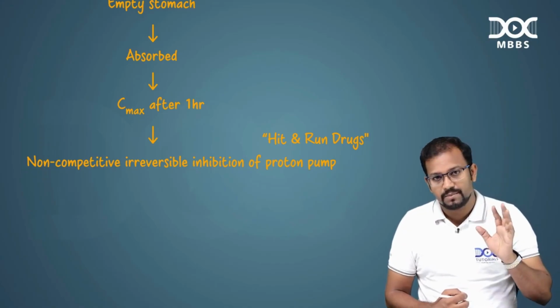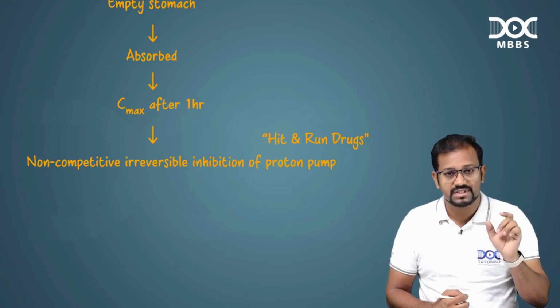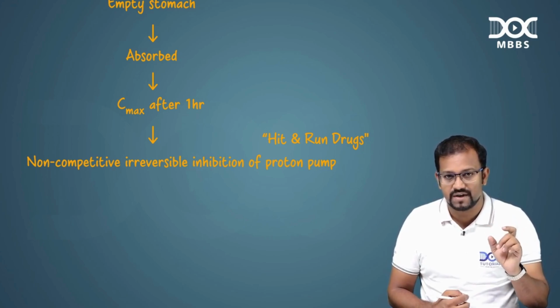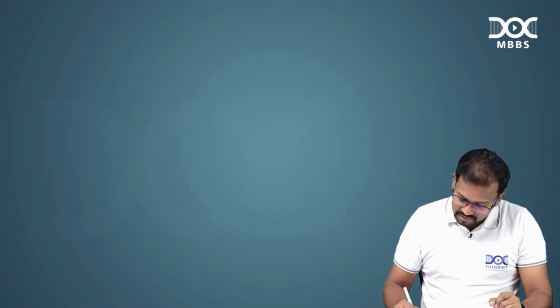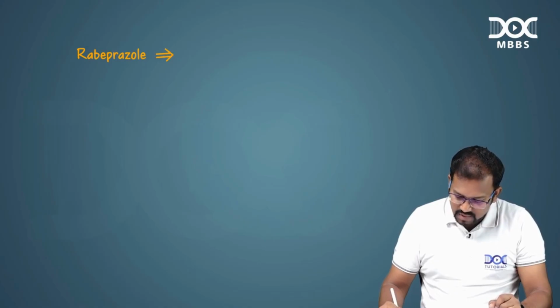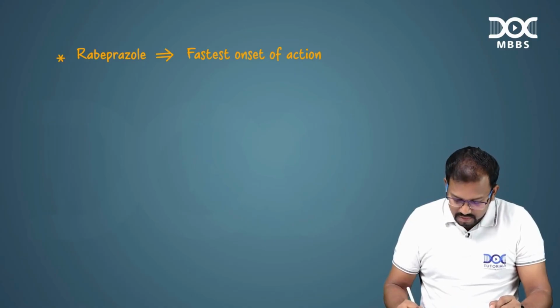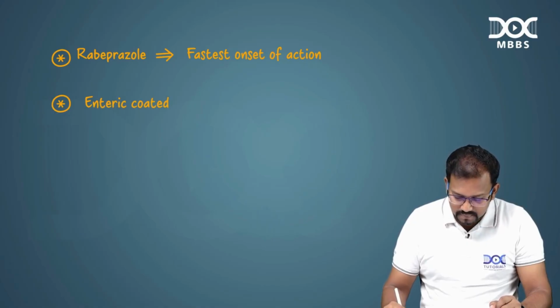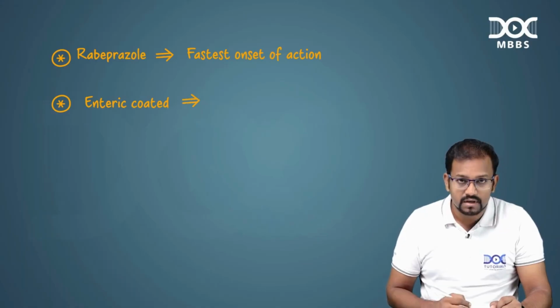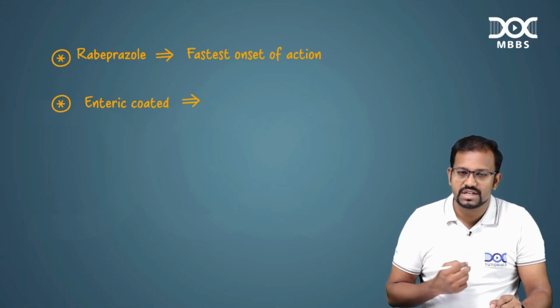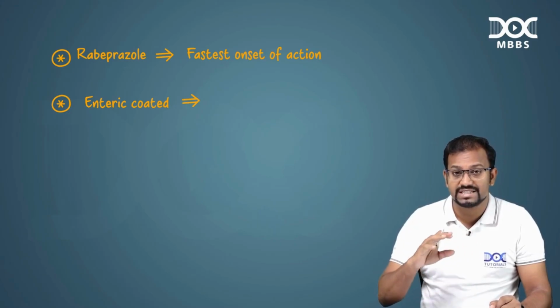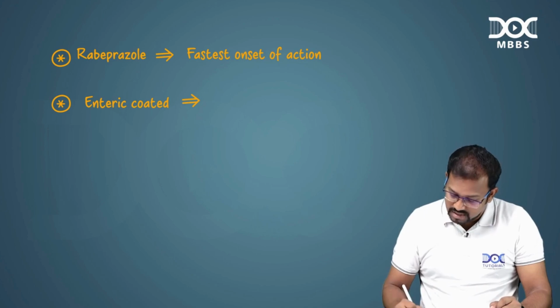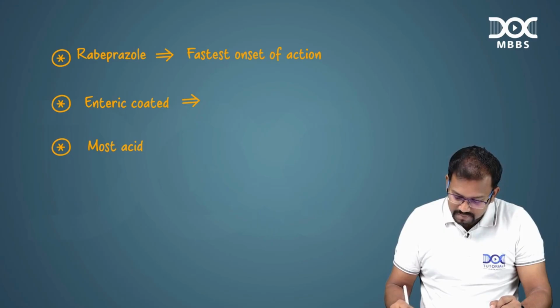Now, out of all these drugs like pantoprazole, omeprazole and rabeprazole, as the name itself implies, rabeprazole tends to have the rapid or fastest onset of action. And the next important point, as I've told, these drugs are acid labile agents, so usually we give enteric coated tablets. But for certain drugs there is no need for this enteric coating, because I'm talking about the most acid stable proton pump inhibitors.